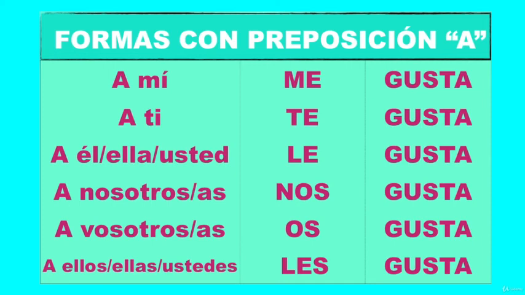These constructions also can be introduced by a preposition. In this case, we can say a mí me gusta, a ti te gusta, a él, ella le gusta, a nosotros, nosotras nos gusta, a vosotros, vosotras os gusta, a ellos, ellas les gusta.